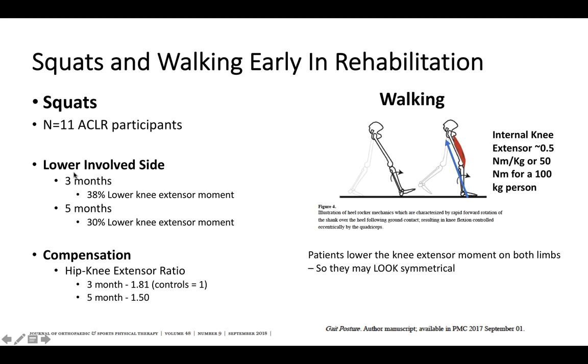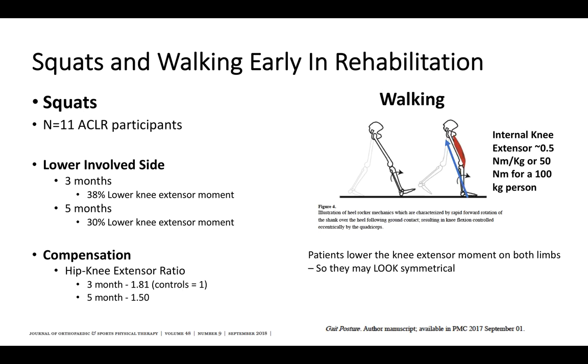Essentially the knee extension moment, so the amount of loading that was going through the involved limb, or the ACL reconstructed side, was 38% lower than the non-reconstructed side. And it was only slightly better at 5 months. This is after a lot of rehab and aggressive physical therapy, as these young athletes would get. And still, in a bilateral task, they were not using the knee extension strength that they had available to them. That's interesting, because it's not a strength problem, it's a control problem.